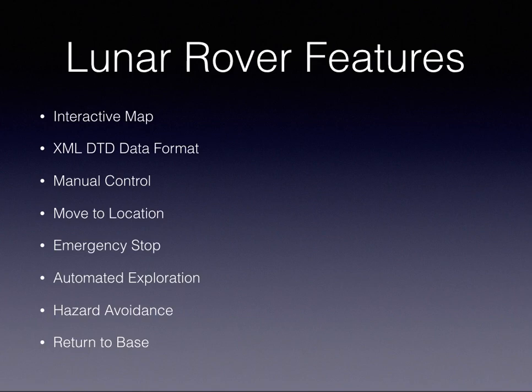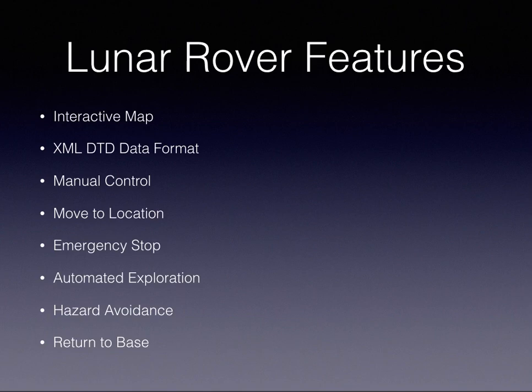The resulting data is an XML DTD data format. We're able to control the vehicle to move to a start location. We're able to move to a location during the exploration period. It's important that we're able to make an emergency stop, and it's also important that the vehicle can explore autonomously. And to make sure of a safety requirement, there's a hazard avoidance requirement in the specification, and once complete it will return to base.